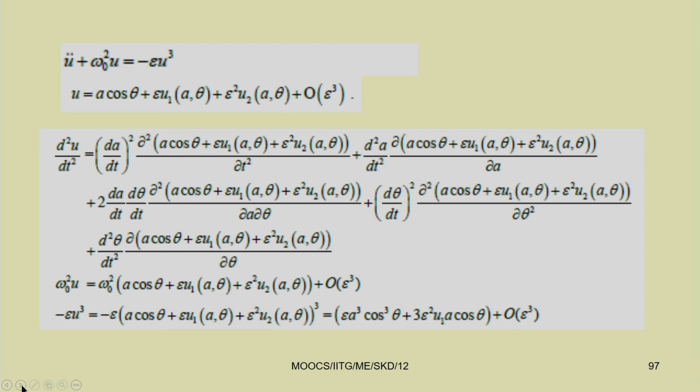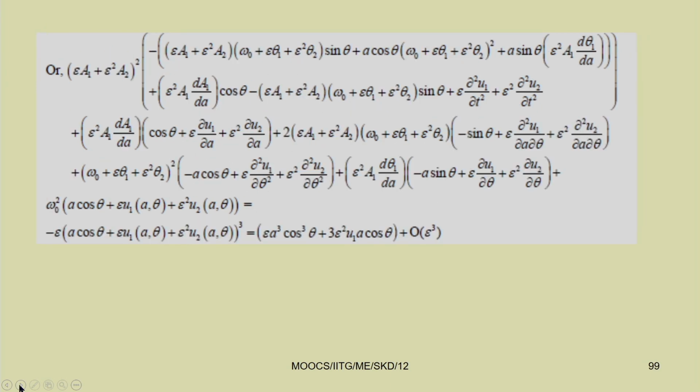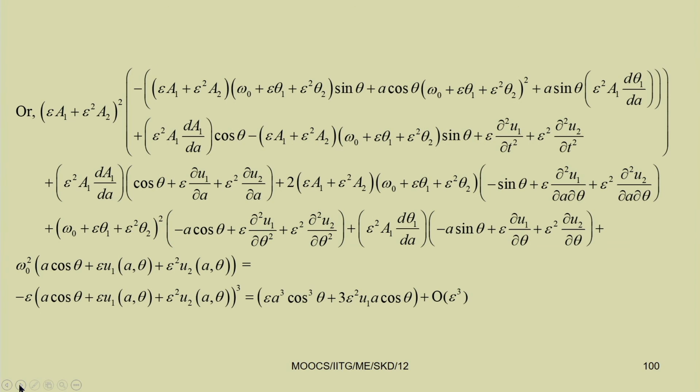So, for example, take the example of the Duffing equation, the same equation we have taken. Here we have taken u equal to a cos theta plus epsilon u1 plus epsilon square u2, where u1 and u2 are functions of a and theta. Now, substituting into the previous equation for d square u by dt square, we can write down this equation. Similarly, conveniently we can write the equations using this d square u and the other terms, and then separate the orders of epsilon.